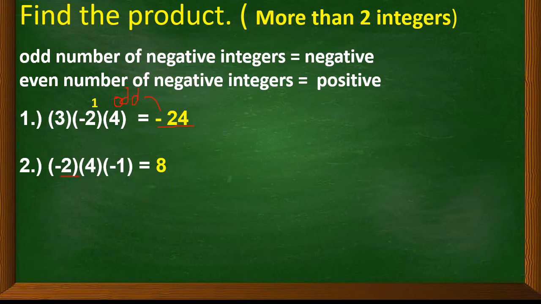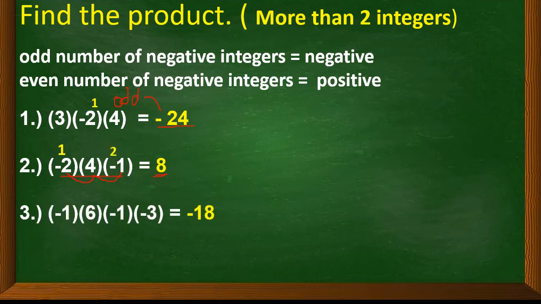Negative 2 times 4 times negative 1. Okay, our product is 8. So why do we have 8? Multiply 2 times 4 is 8, times 1, that is equal to 8. Now let's count how many negative integers we have. So we have 1, 2. Okay, 2 is an even number. So that is why in our answer, we have a positive sign.